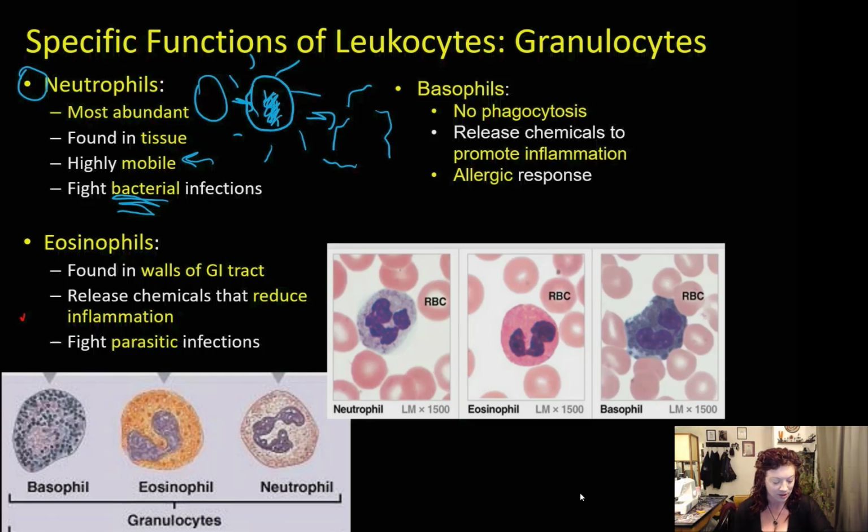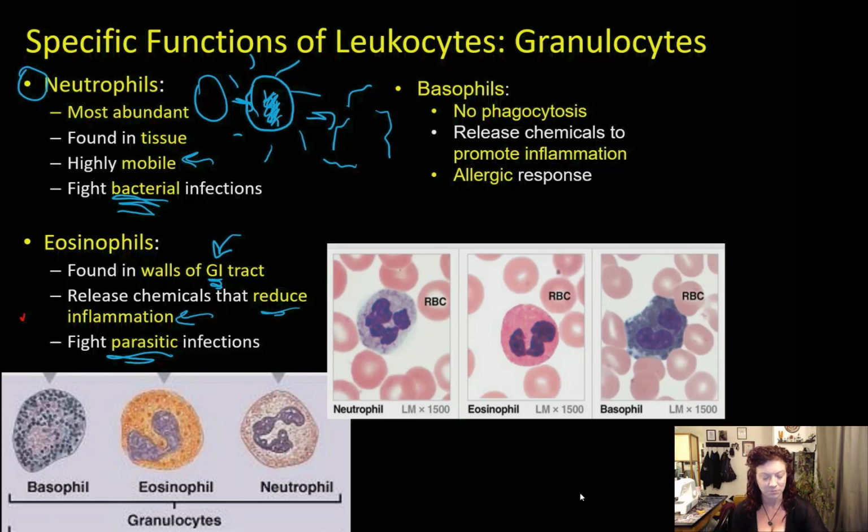Next up, we have the eosinophils. These guys tend to be immobile. They're stationary. Oftentimes you find them in the walls of your gastrointestinal tract. That's what GI stands for. This is your digestive tract. They have a number of different jobs. Their primary one is to fight parasitic infections, so to fight any kind of foodborne parasites that you might be exposed to. They also have the ability to release a chemical to reduce inflammation once an invading parasite has been subdued.